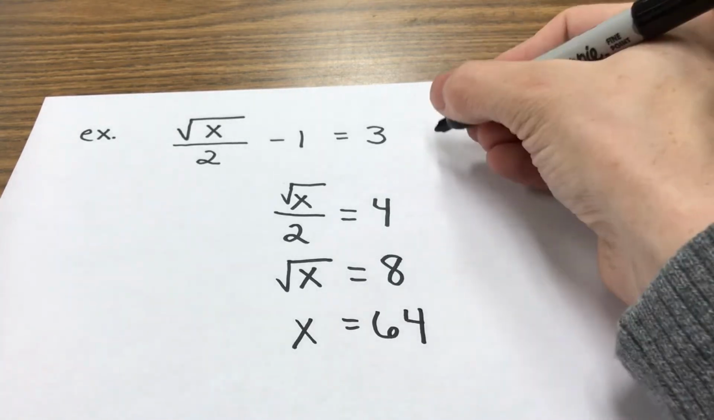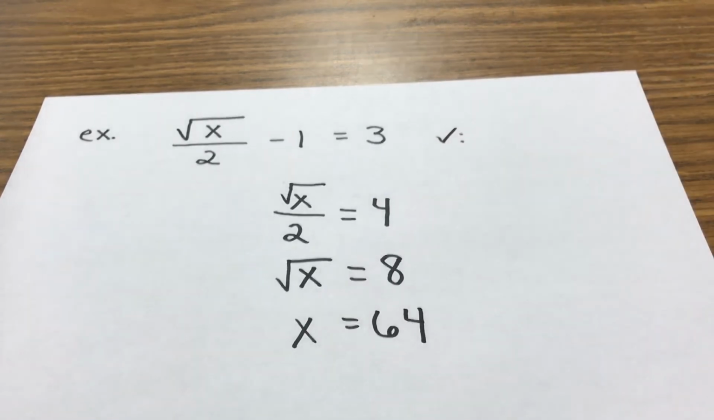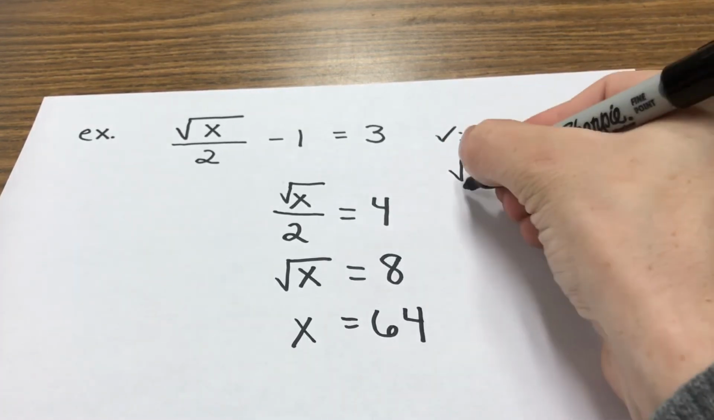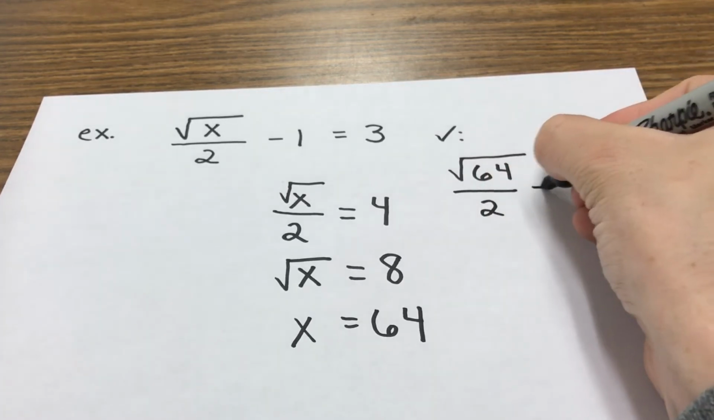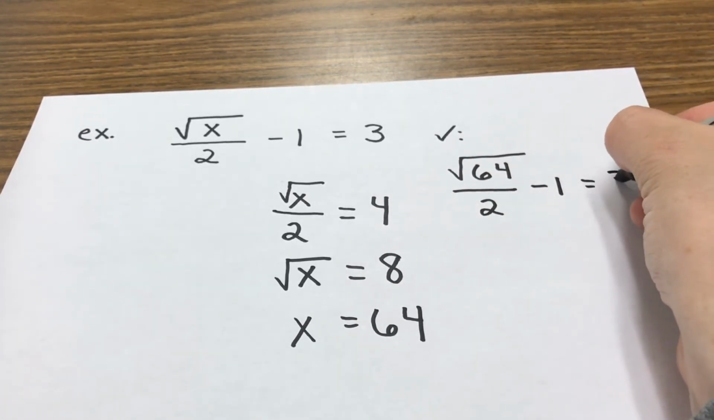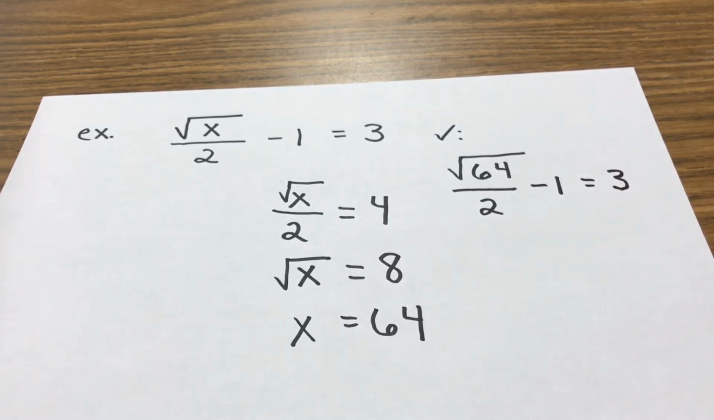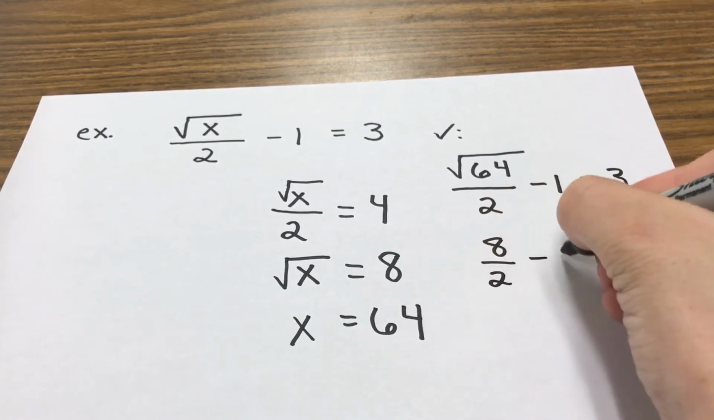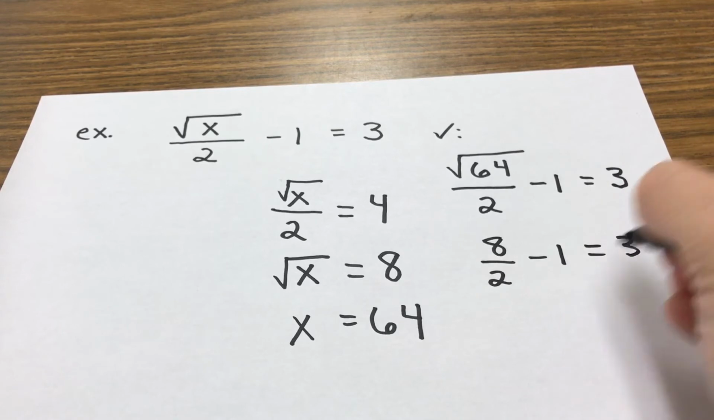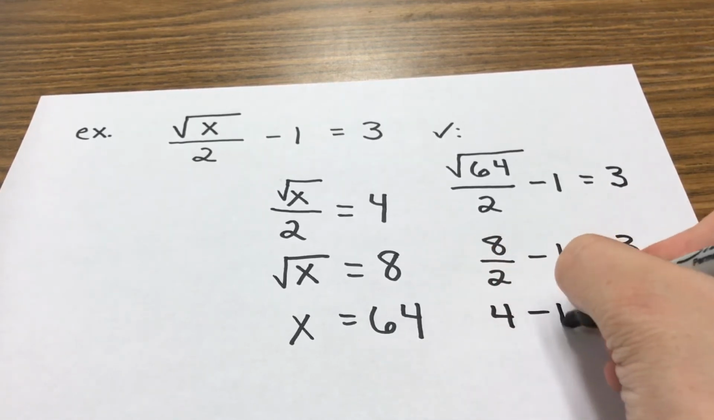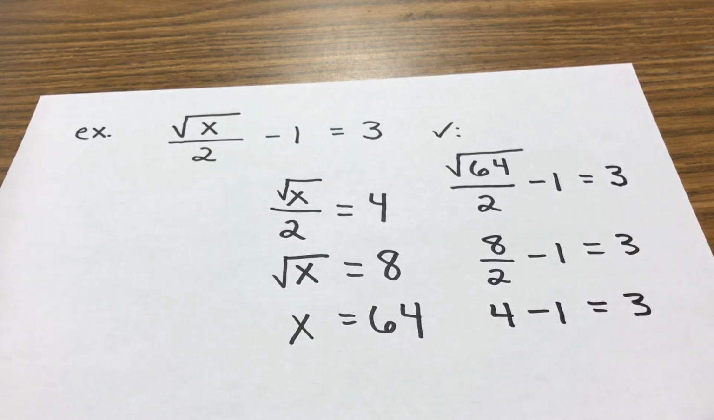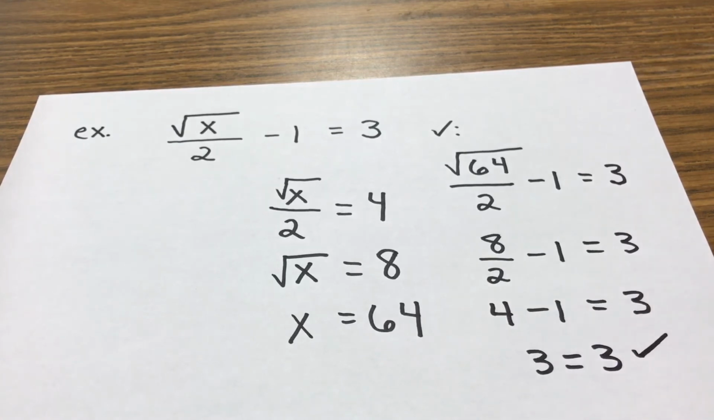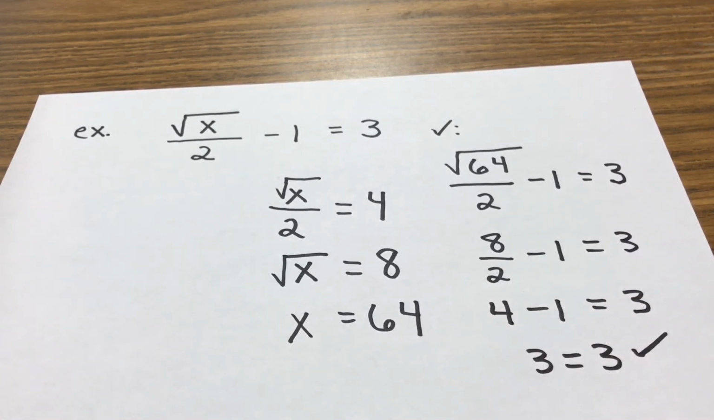Let's go ahead and check the solution. What if I let x be 64? Let's see what happens. I'm taking the square root of 64, dividing it by 2, subtracting 1, and I should get 3 when it's all said and done. We know that the square root of 64 is 8. And we know that 8 divided by 2 is 4. And we know that 4 minus 1 is indeed 3. So I get another true statement. That means that 64 must be a solution.